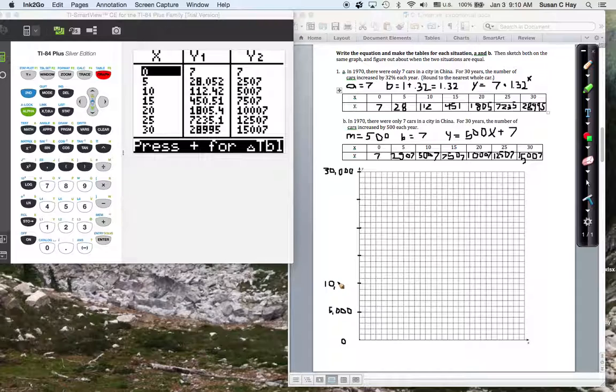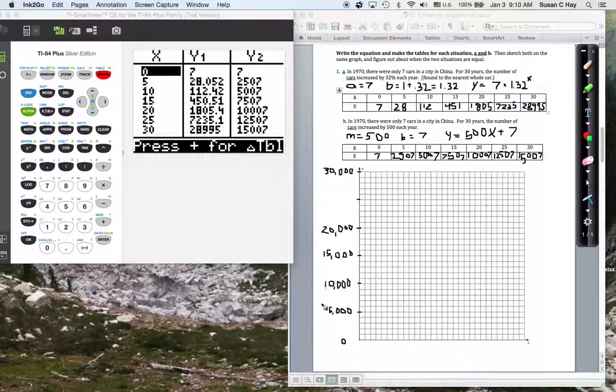You didn't necessarily have to start with the Y, but that's the hardest one, so I started with the hardest one first. 10,000, 15,000, and then 20,000, 25,000. You should make your numbers smaller, because you also need to label this axis.